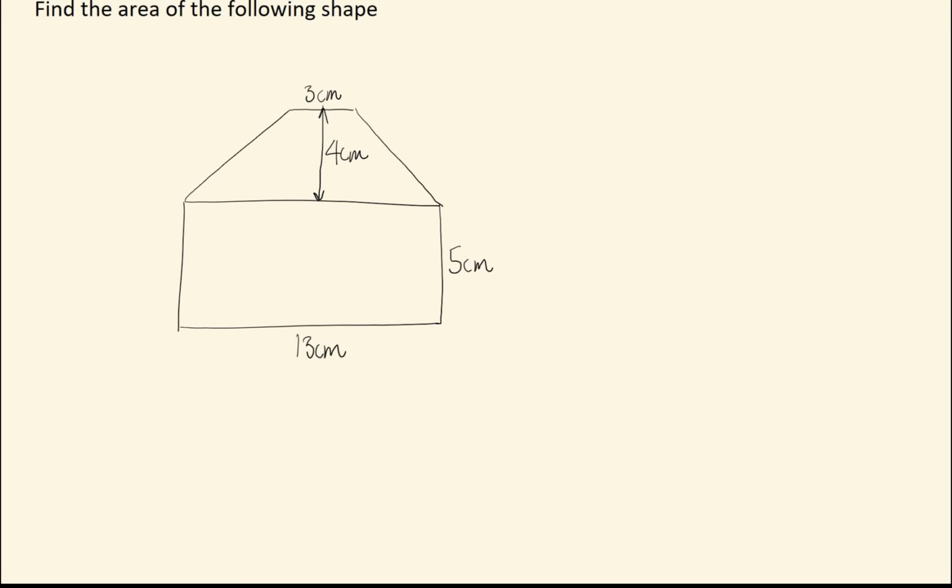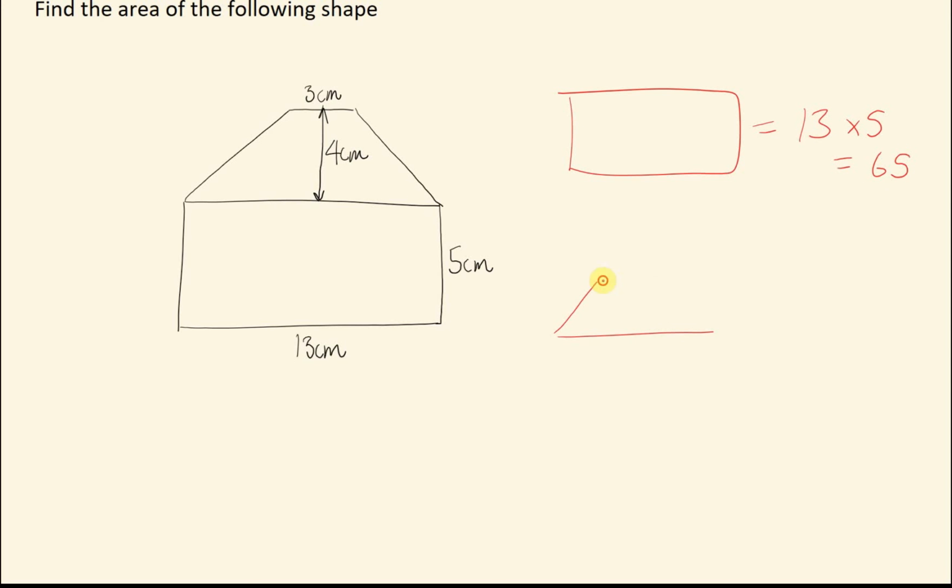Okay, more exam style questions. Here you want to find the area of the following shape. So you should recognise we have a rectangle and a trapezium on top of that. So for my rectangle, that would just be base times height, so 13 times 5, which is 65.